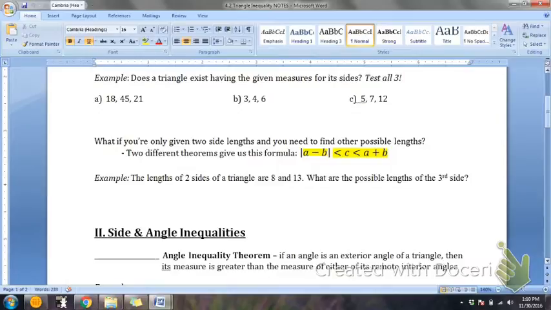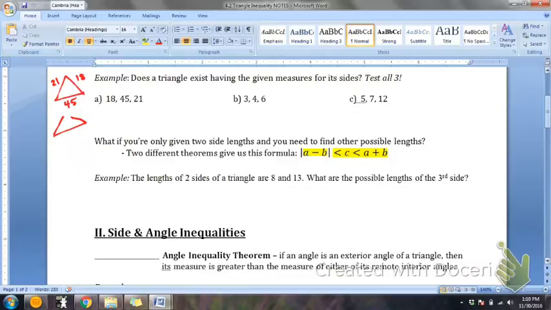So let's look at example A. This is representing a triangle where one side is 18, one side is 45, and one side is 21. That's what it's saying. We have three sides. Is this actually going to be a triangle, or is it going to look something like this, where it's not quite long enough to create a triangle?